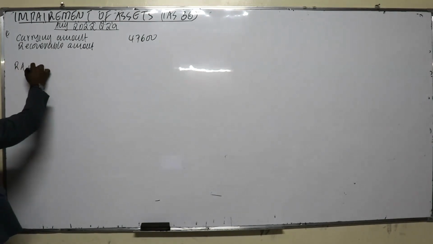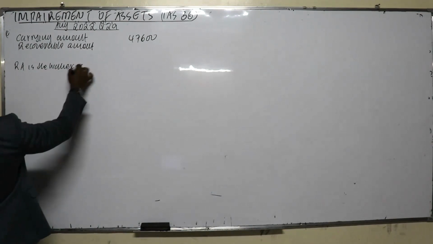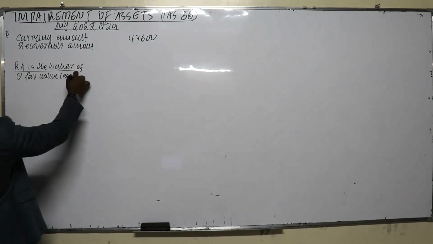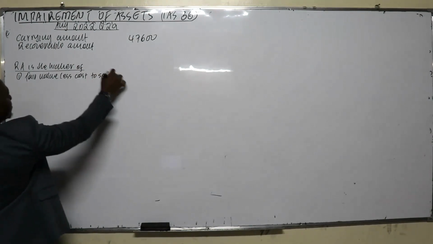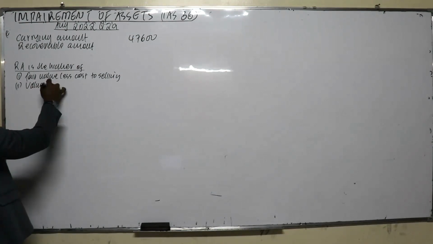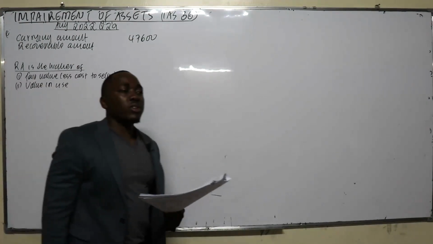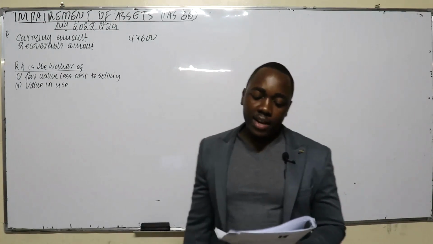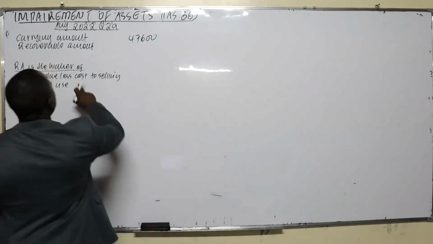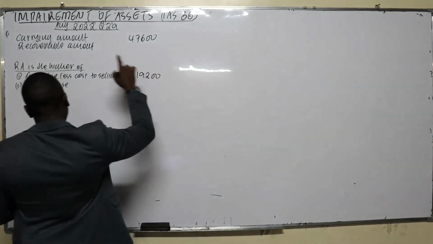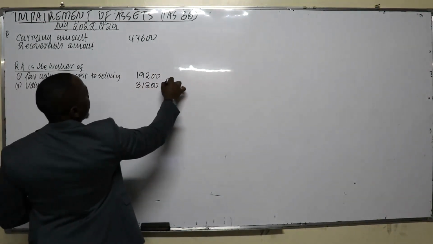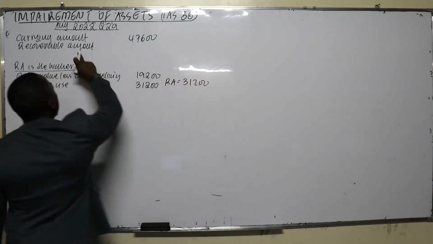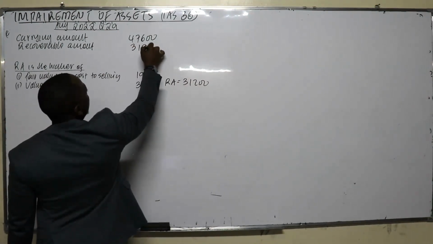To get the impairment loss, you compare the carrying amount against the recoverable amount. And recoverable amount is the higher of number 1, fair value less cost to sell, or what we call the net selling price, and the value in use. Additional information number 1: an impairment review revealed a net selling price of 19.2 million and a value in use of 31,200. How much is the recoverable amount? The higher, 31,200. So the maximum you can recover is 31,200.